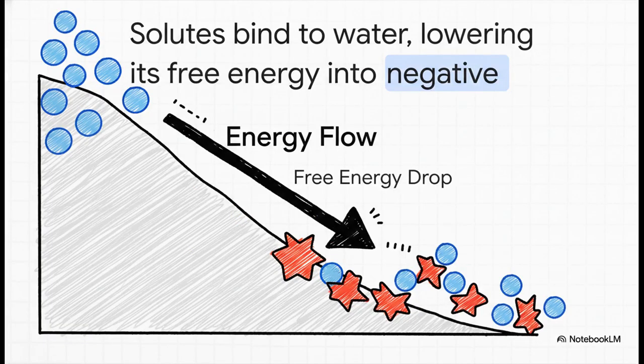But watch what happens to our energy gauge when we toss in some other elements. As solutes like salt or sugar are added, they actually bind to the water molecules. This effectively drags the water's potential down into negative values, heavily reducing its free energy. So the physical flow of water is always driven down this gradient. It's basically sliding from that pure, zero-energy state toward an increasingly negative energy state.